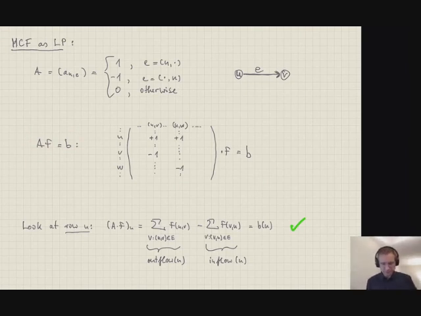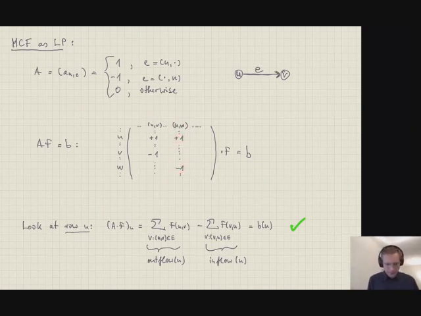Okay, so if we have an edge from U to V, remember that means there is a +1 here at U because U is the tail of that edge, and a -1 for V here because V is the head of that edge. And there is another edge from U to W, +1 here at U, -1 here at W.